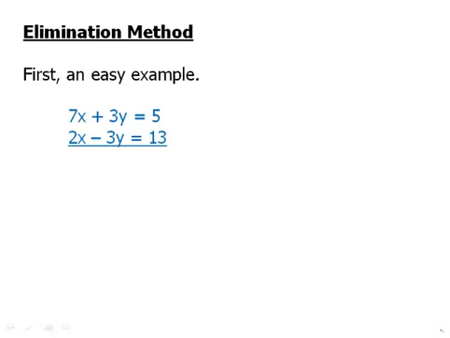So this is a very easy example. We're going to add these two equations. When we add, 7x plus 2x gives us 9x. Positive 3y plus negative 3y cancels. That gives us 0. And 5 plus 13 gives us 18. So the sum of those two equations is the equation 9x equals 18. Well, that's very easy to solve. Divide by 9, I get x equals 2.